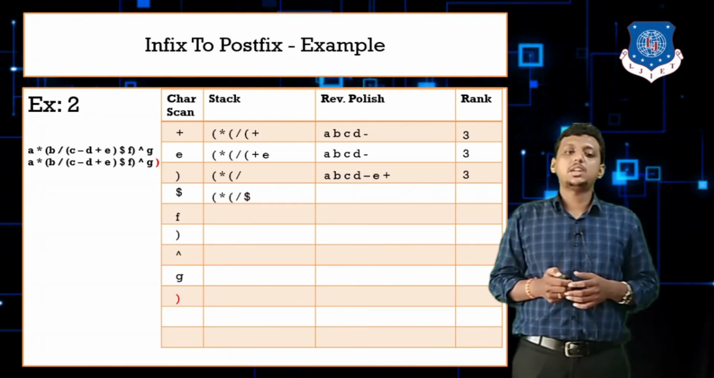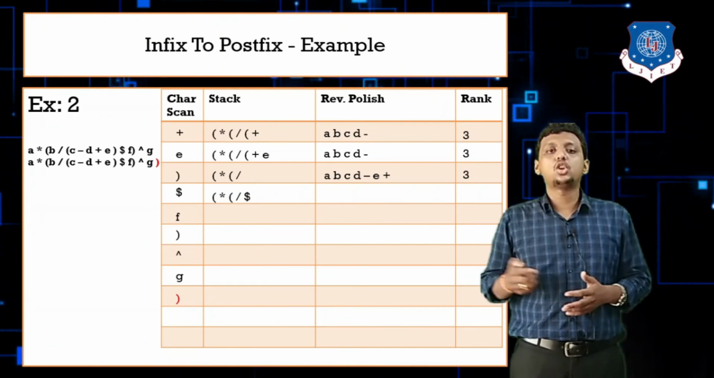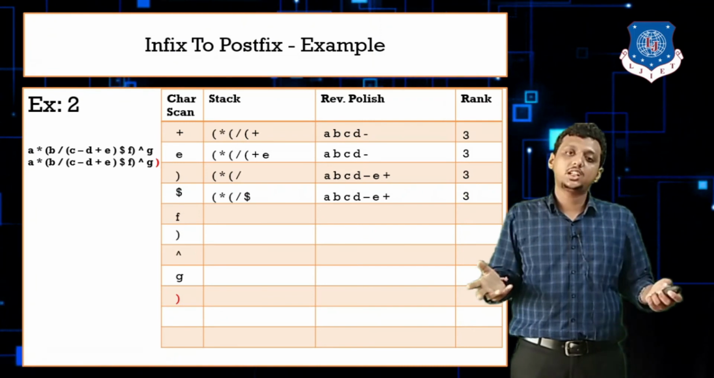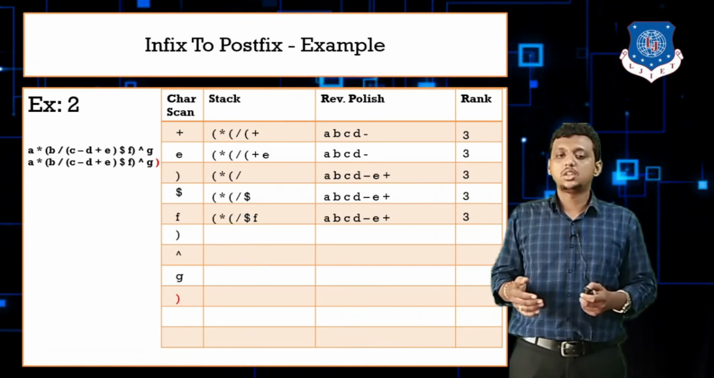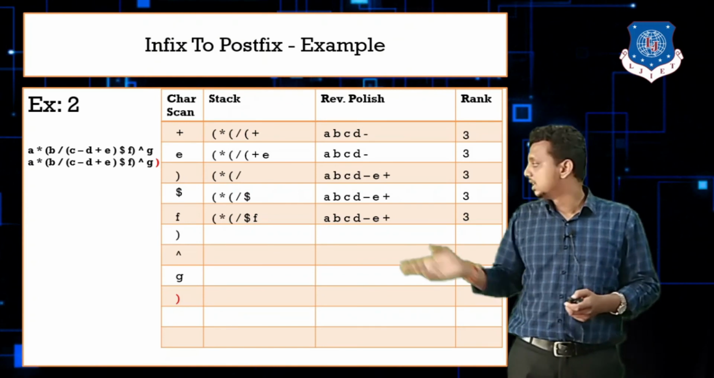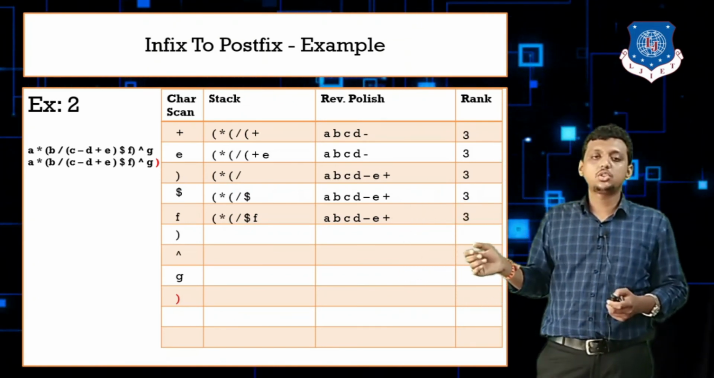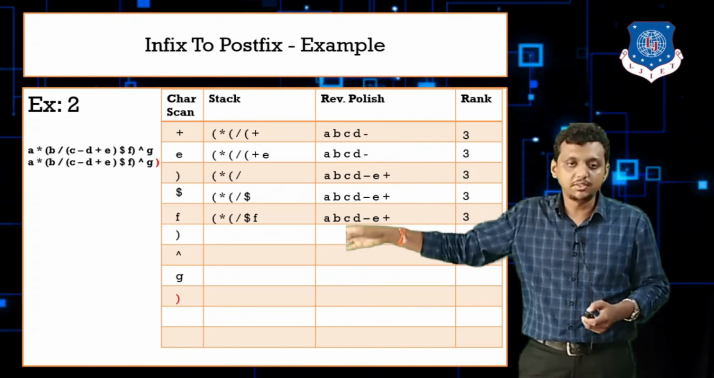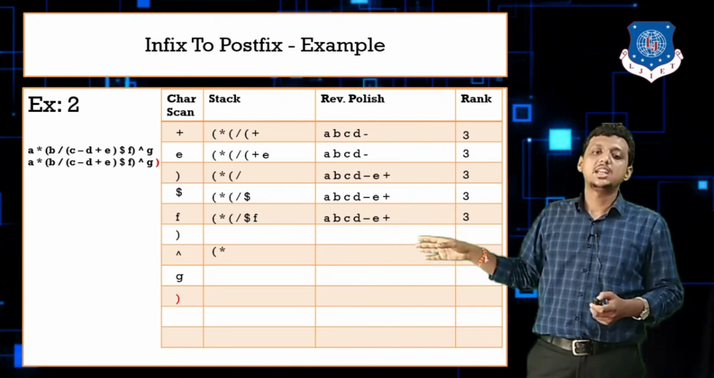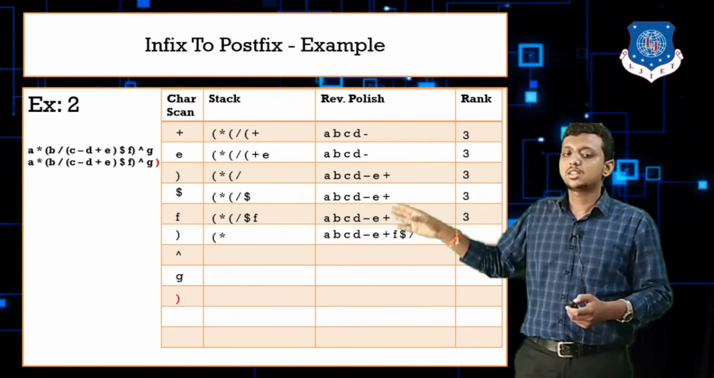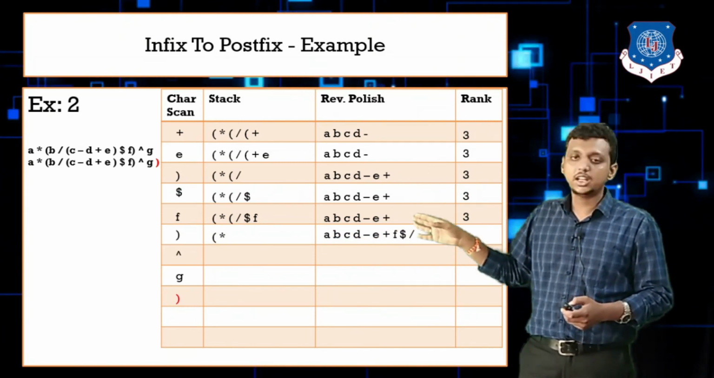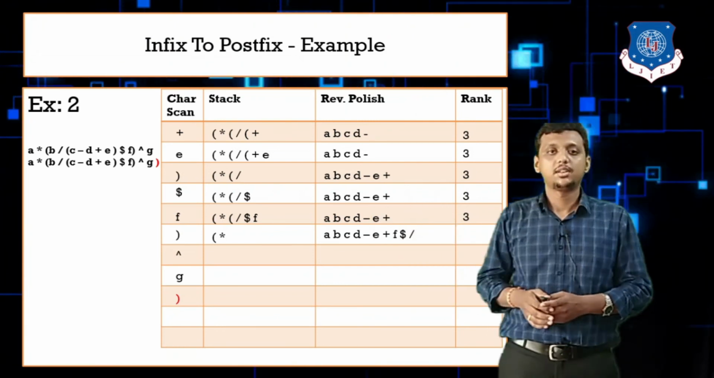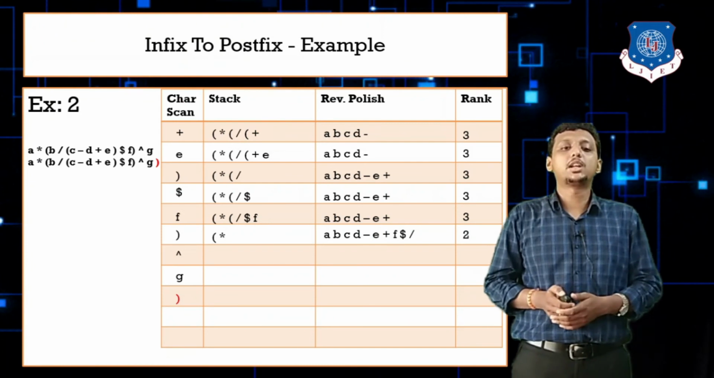Now, next we have the dollar with us, just push dollar inside the stack. Here we have F, a character, push inside the stack. So here it is, now again the closing one. If you already get the closing one, you just have to pop down each and every element. First we get F, then dollar, then division. So the whole string becomes ABCD minus E plus F dollar division. Fine. And calculate the rank, it will become 2.